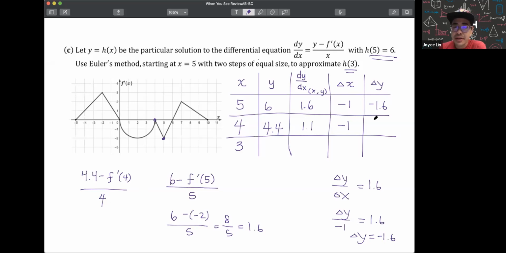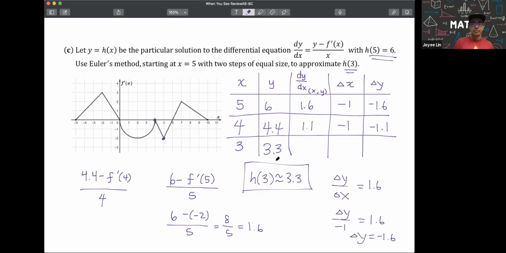I can do this setup again, but I see my delta y, I don't know what that is, but my delta x is -1, so this should just be -1.1, right? And then that means my y is decreasing by 1.1, so I get 3.3. And so then from there, I can just say h of 3 is approximately 3.3. That's how I do Euler's method. Any questions there?